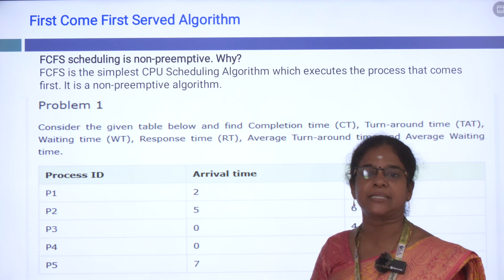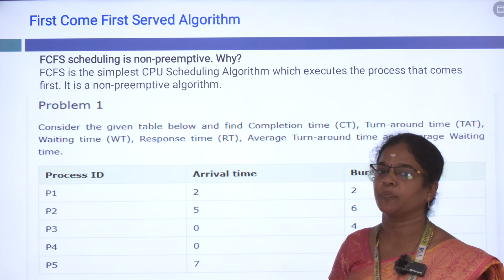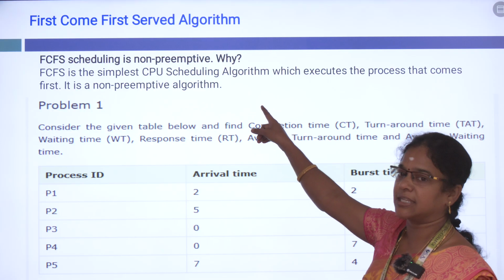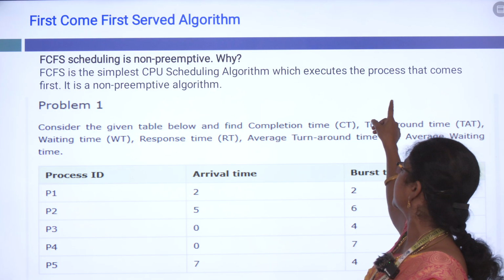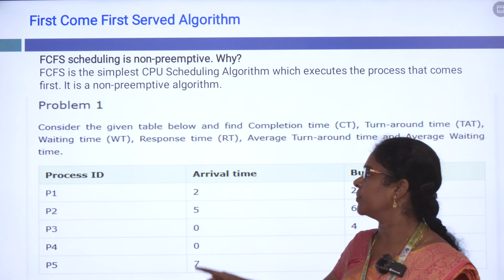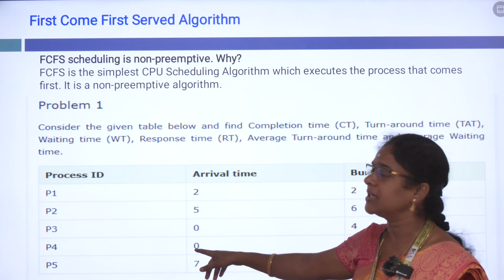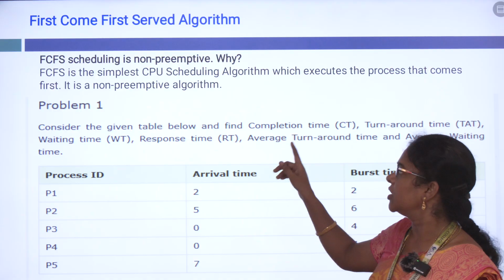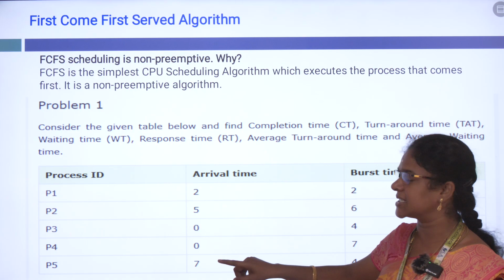Is FCFS preemptive or non-preemptive? FCFS is a non-preemptive scheduling. FCFS is a CPU scheduling algorithm which executes the process that comes first, so it is called non-preemptive scheduling. The process IDs are given, processes P1 to P5, five processes here. Arrival time is given and burst time is given.